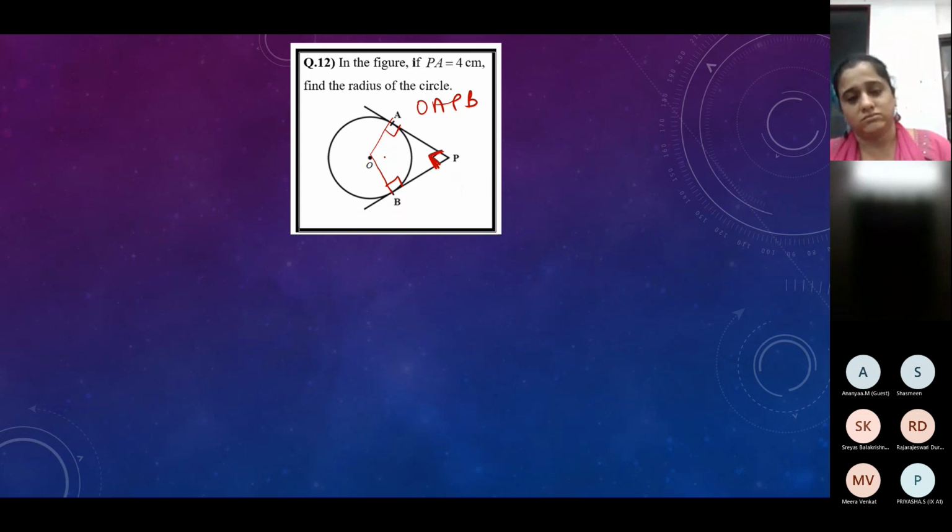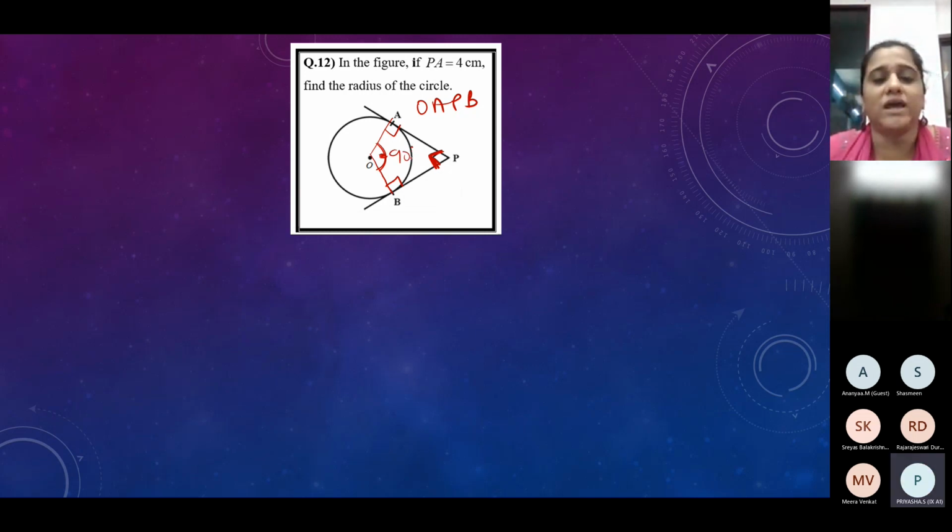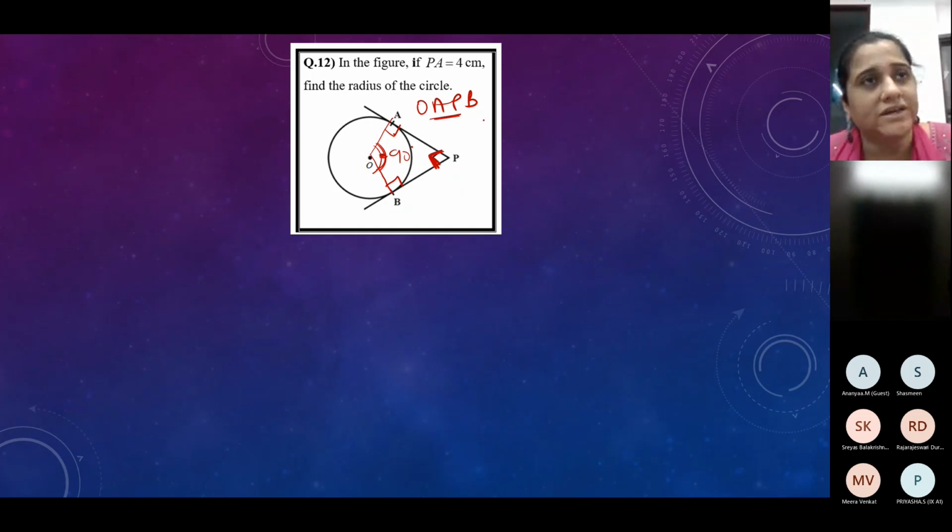Then what's the measure of this angle, Priyasha? The fourth angle? I'm not sure, ma'am. I guess it's also 90. By the angle sum property of a quadrilateral, this also has to be 90, because 90 plus 90 plus 90 is 270, and 360 minus 270 is 90. So the fourth angle is also 90. So all four angles of this quadrilateral OAPB are equal to 90 degrees.